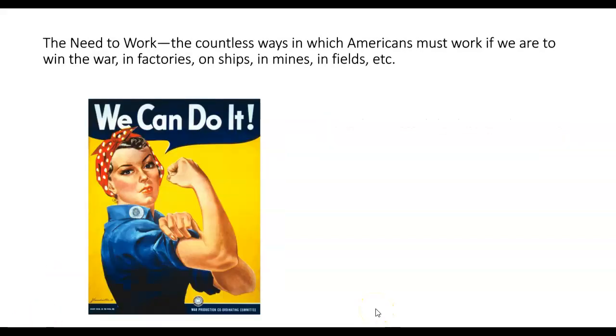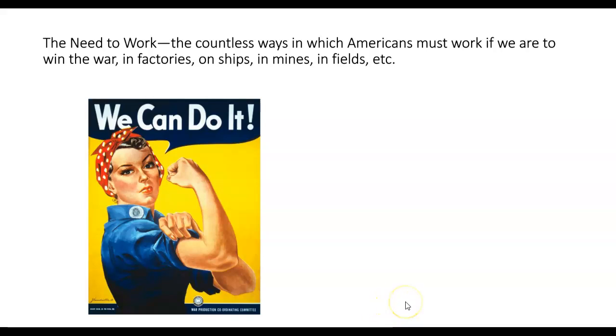The second theme is the need to work. Everyone has to get out in the workplace. They have to make war materials. They have to build ships. They have to get out in the coal mines. They have to get in the fields. Everyone has to participate at home to win the war in Europe and in Asia.